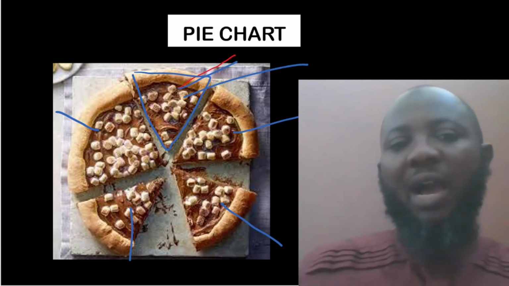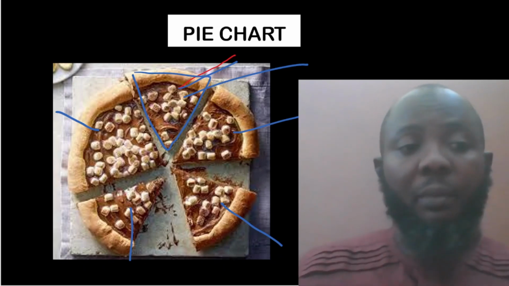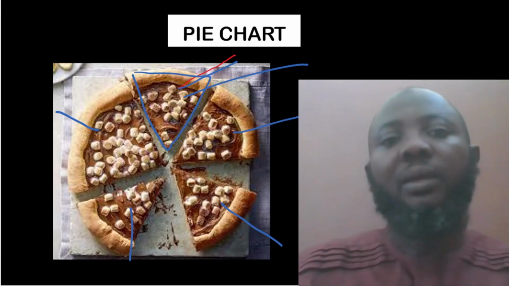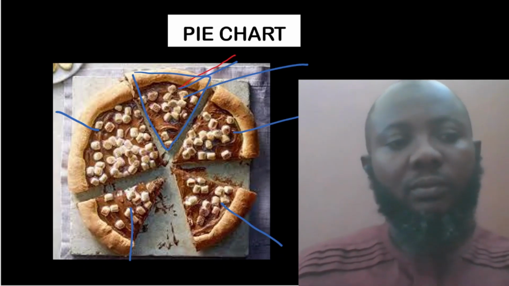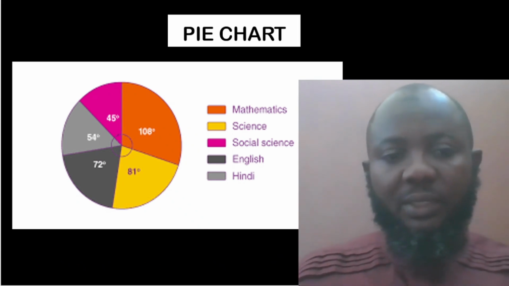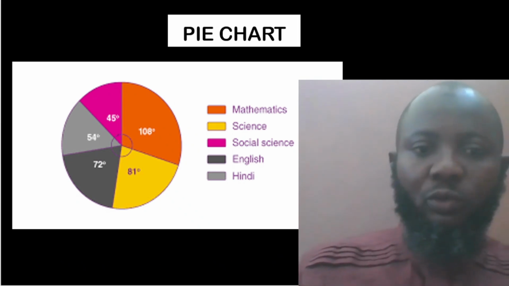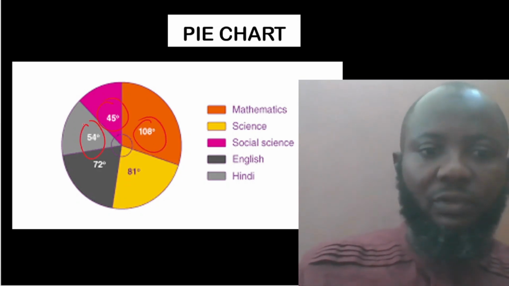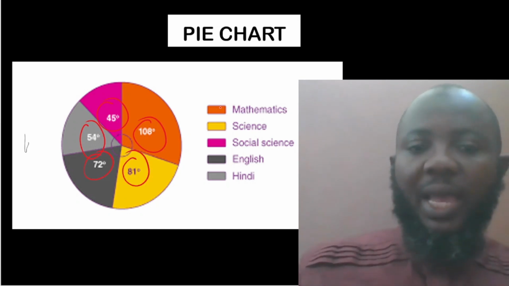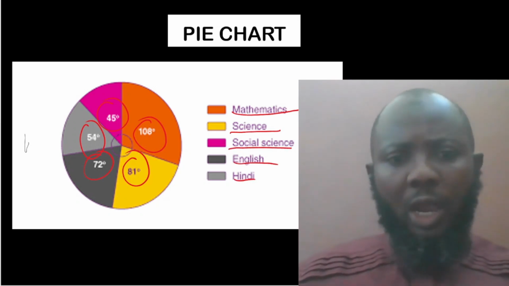So let's now look at how it will be mathematically on your question or on your paper. So this is a real life pie chart. Let's look at this one. You can see this is divided into different sectors, just like your pizza as well. You can see each of them, this one is having 108 degrees. This is 45 degrees, 54 degrees, 72 degrees, 81 degrees. And each category, this one is for maths, this is for science, this is social science, this is English, this is Hindi. I hope I'm making sense.